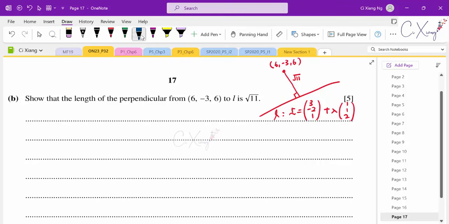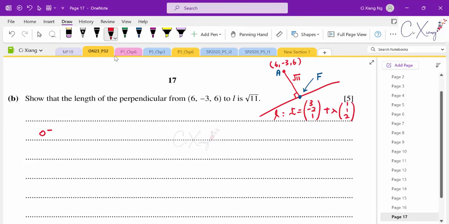So maybe for this point here, I want to label it as A, easier for the calculation later. And then for this point on the line, which is the foot of perpendicular, I want to put it as F. Okay, so in short, for this particular question, basically they want us to find out the modulus or the magnitude of the vector AF. All right, so let's start setting up the question.